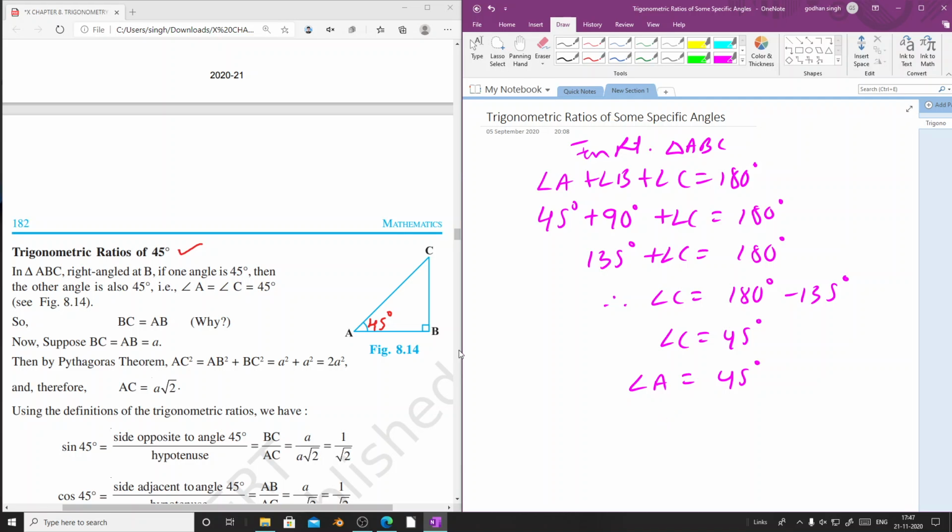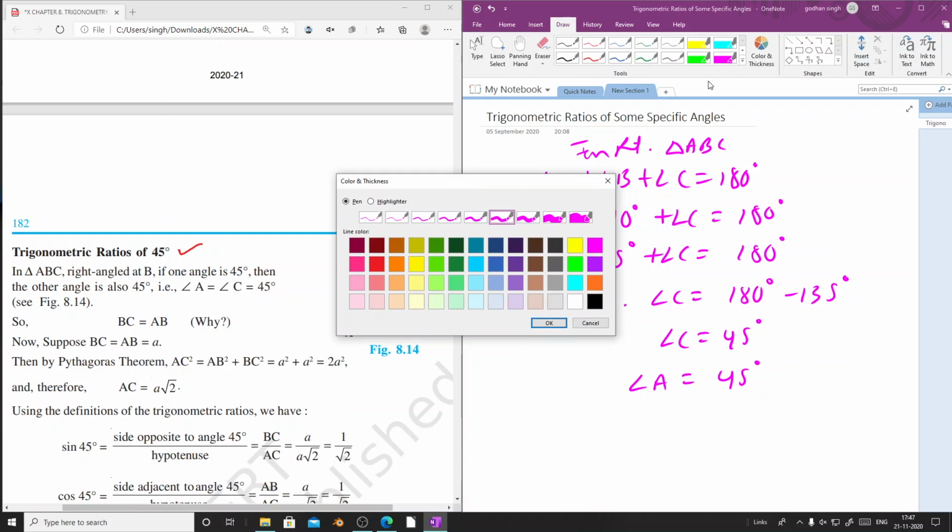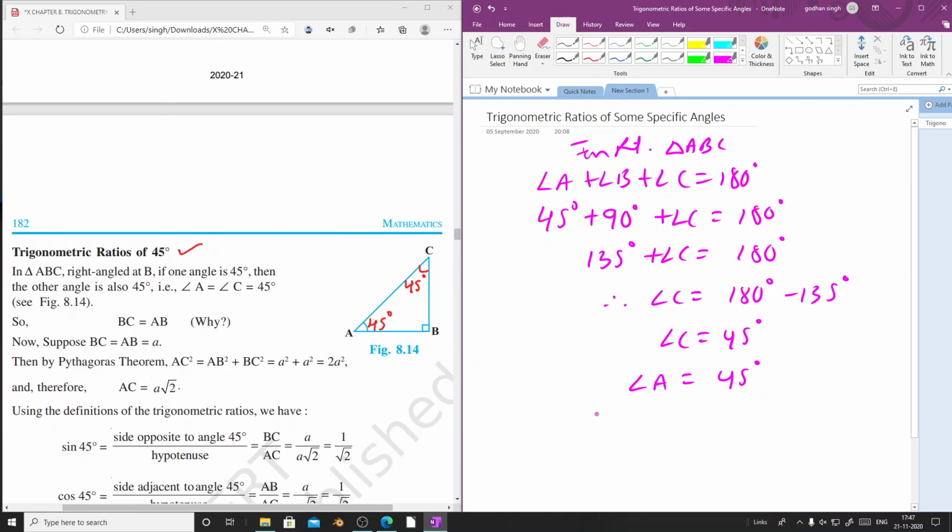Now we have angle A as 45 degree and angle C also as 45 degree. That means in a triangle two angles are equal. We know that if in a triangle two angles are equal, then the sides opposite to them are also equal. So here angle A and angle C both are 45 degree. Now what is the side opposite to angle A? That is BC. Opposite to angle C is AB, so BC equal to AB.